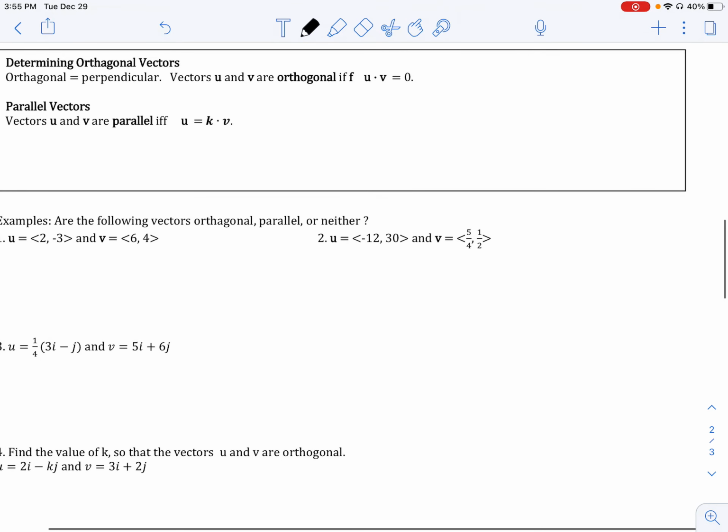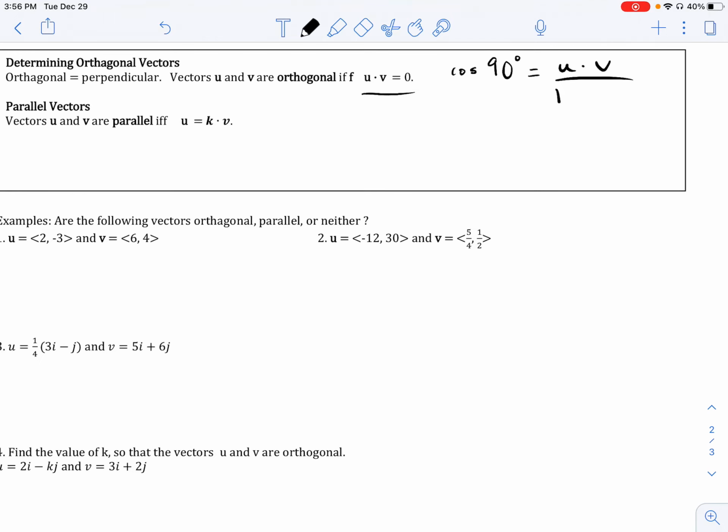Now, pause and think about why that is the case. Why does this mean the same thing as saying that u and v are orthogonal if the angle between them is 90 degrees? Well, the answer, if you've had a chance to stew on that, is that if the angle between the two vectors u and v is 90 degrees, we would say that the cosine of 90 degrees is equal to u dot v over the magnitude of u times the magnitude of v.